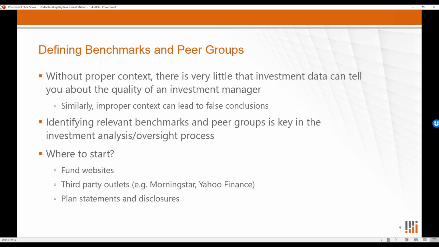Thanks, Bill. And with that context in mind, the next slide we have up on the screen here is defining your benchmarks and your peer groups. So Bill spent a few minutes helping with an overview of defining the characteristics of the investments themselves, and with that information, designated what investment metrics to focus on in assessing those investments. But, as the first bullet point on the slide points out, without having the proper context, there's not much that raw investment data can tell you. You need a standard to hold the investments to.